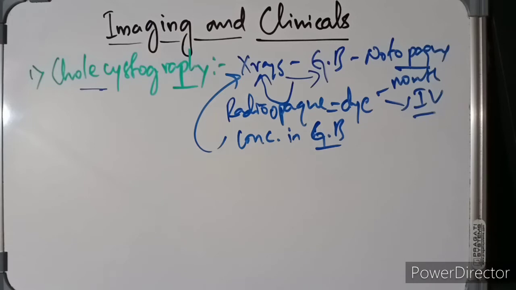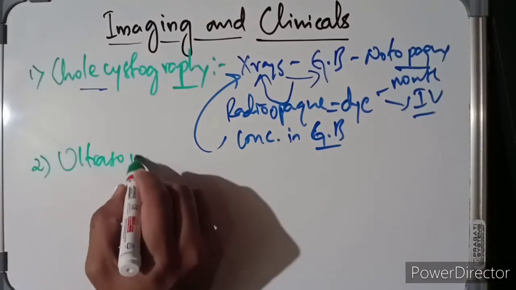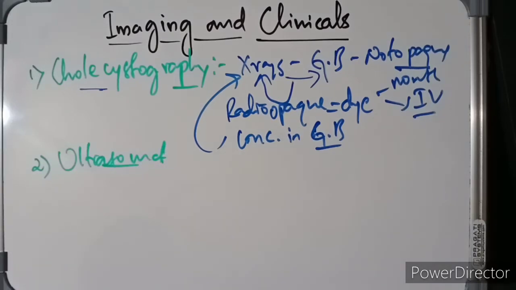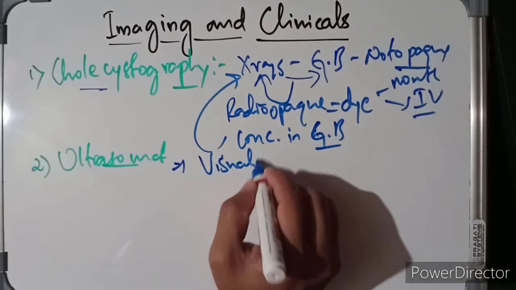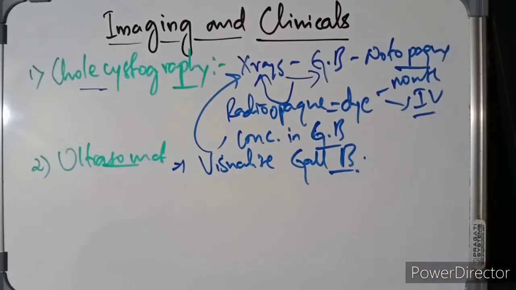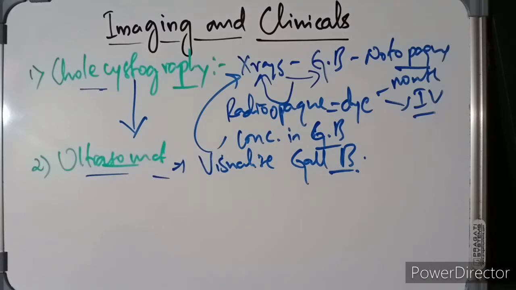Now let's discuss the ultrasound. Ultrasonography is a non-invasive imaging technique to visualize the gallbladder and other components of the biliary system. This technique has largely replaced cholecystography. Instead of cholecystography, we go for the ultrasound of the gallbladder.